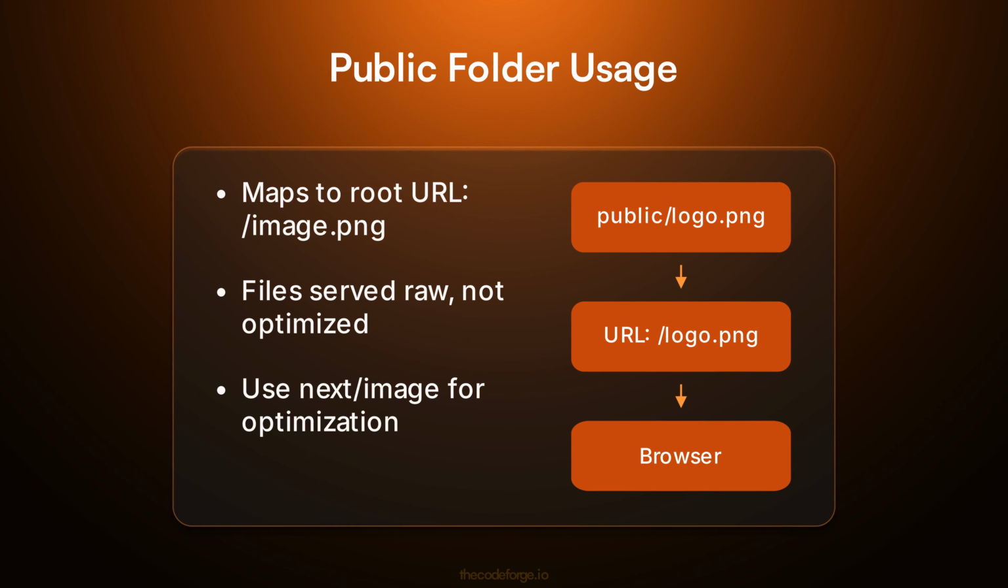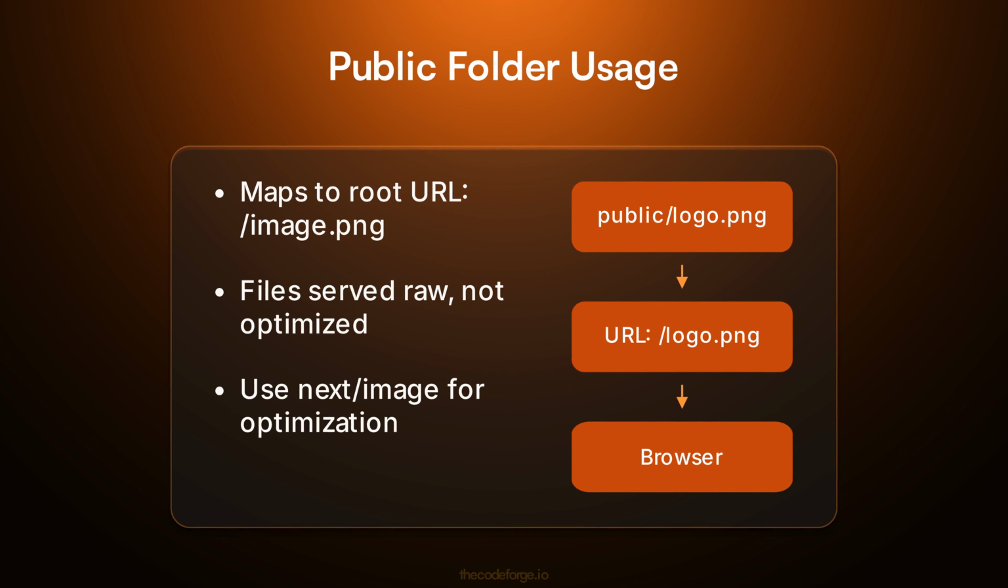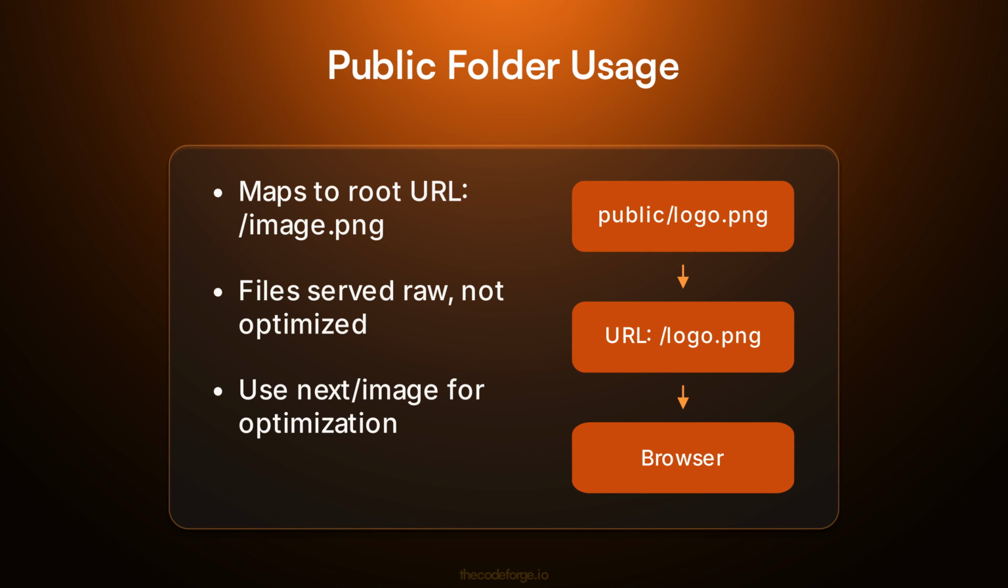The public folder maps to the root URL of your site. A file at public/logo.png is served at /logo.png. But files in public are copied as is during build. They're not optimized, not hashed, and not compressed. Use next/image for optimization instead.